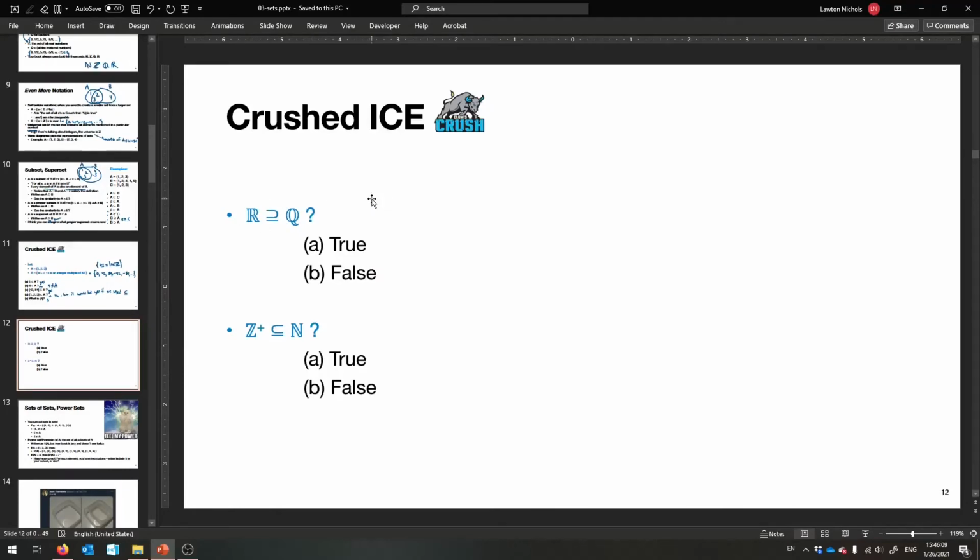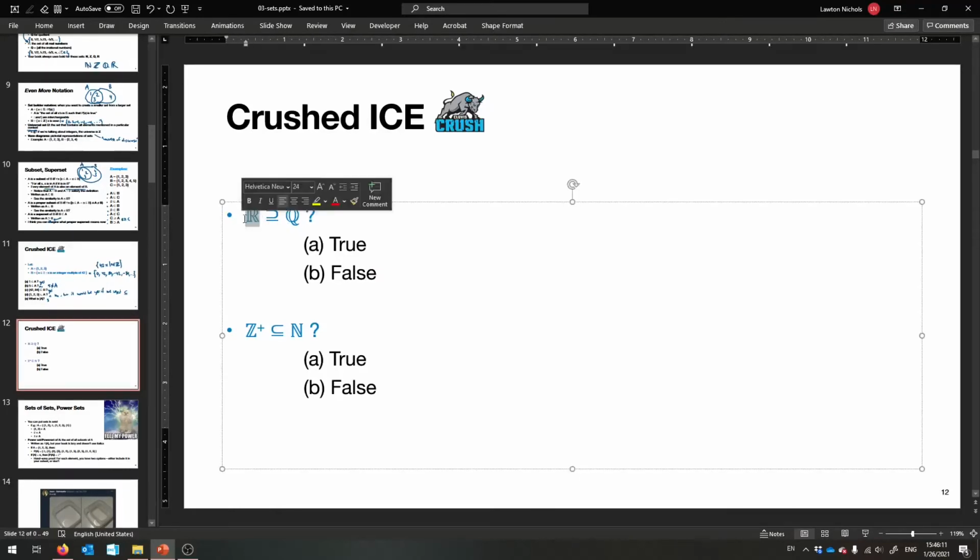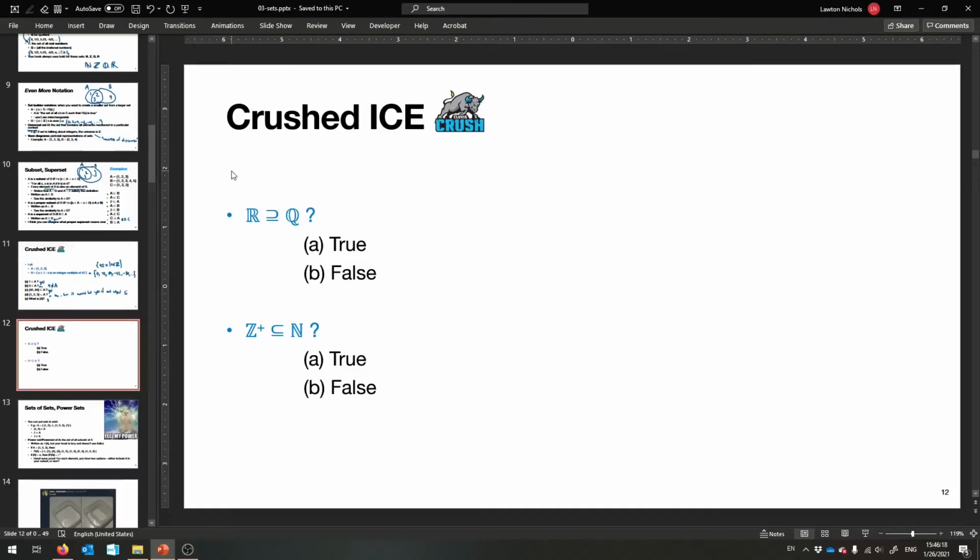Take a second to think about these. Is R, the set of all real numbers, a superset of Q? Is it bigger, and is everything in Q contained in R? The answer is yes, because that's how we define it. R contains all of Q, but also the irrational numbers. So totally, it's a superset. It's got more stuff, and Q contains some of our stuff, that is.